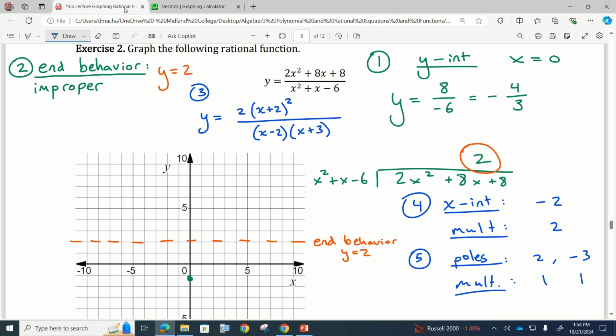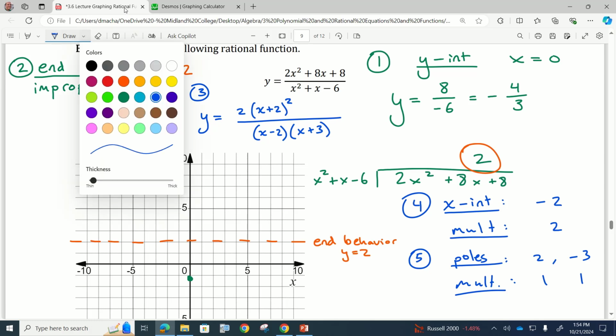All right, so y-intercept is negative 4/3. I put that down there in green. So I'll put my x-intercepts. There's only one of them. I'll put it down in green.